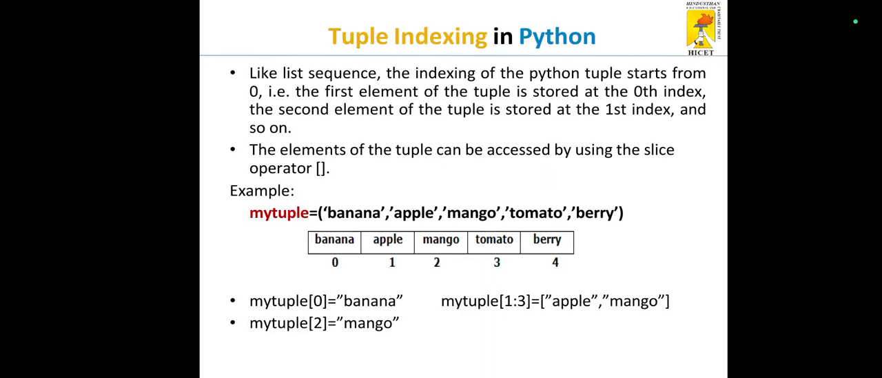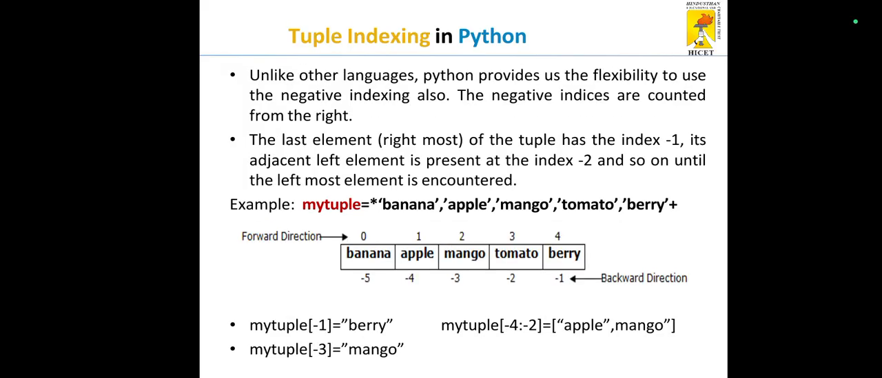Next we are going to discuss tuple indexing in Python. Same as in the list, it is indexed by using 0 for the first element and 1 for the second element, up to the nth element. The elements of the tuple can be accessed by using the slice operator. Tuple indexing supports negative indexing also. The negative indices are counted from the right side. The last element of the tuple has the index of -1, and it moves on to -2, -3, -4 and -5 in the backward direction.